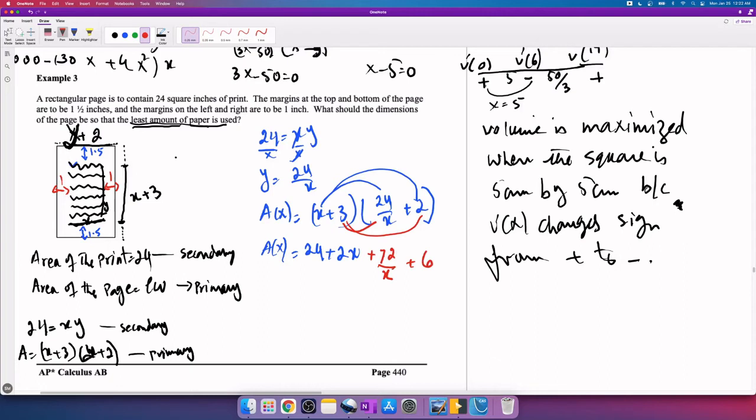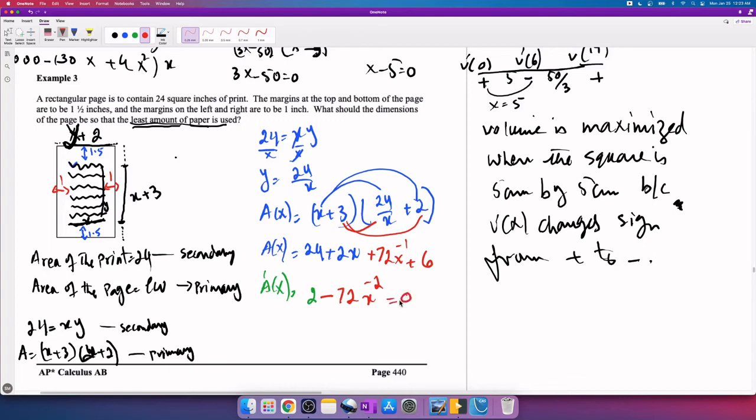I have to do something about this so we don't have to use a quotient rule. Now I'm taking a derivative of this. So the derivative of A prime of x: 24's derivative is 0, 2x's derivative is 2. How do I do this? Let me rewrite this over here. It's going to be 72 x to the power negative 1. So let's take a derivative of this, which is negative 72 x to the negative 2. So this is what I got for the derivative.